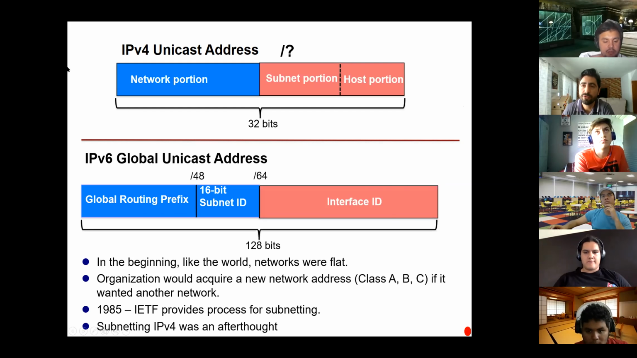So basically what we're going to talk about more today is this line that can be moving around this part, okay? Basically you can have a bigger subnet portion and then fewer hosts, or a smaller subnet portion and a bigger number of hosts. We're going to talk about it, don't get confused for now.